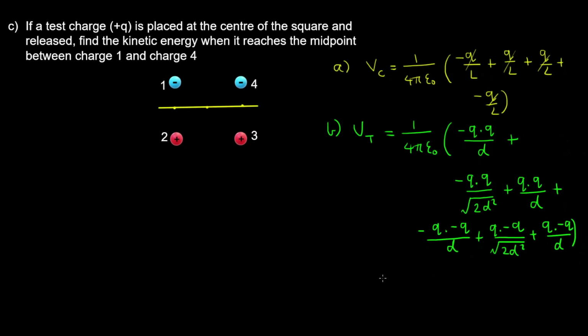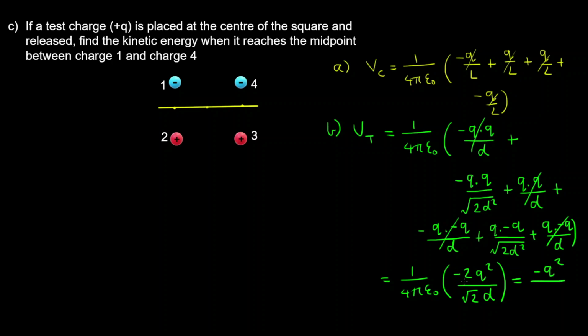Now if we simplify this, we get 1 over 4 pi epsilon naught, and this term cancels with this one, and positive q squared and minus q squared cancel between these terms. What's left over is negative 2 by q squared over root 2 by d. We can simplify this a bit further, so we'd get minus q squared over 2 root 2 pi epsilon naught d.